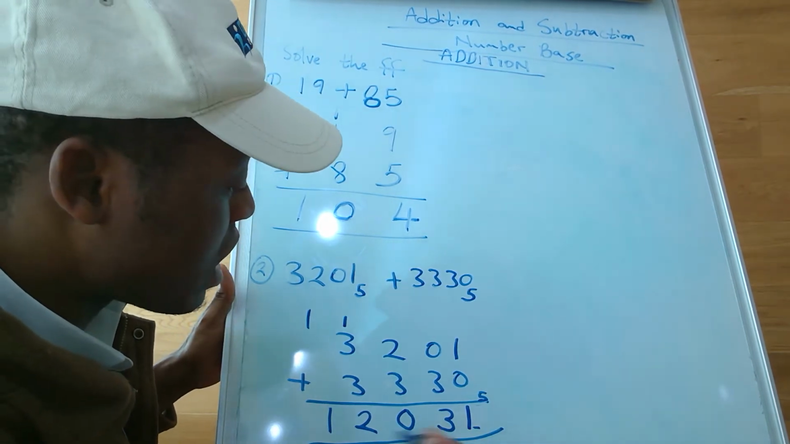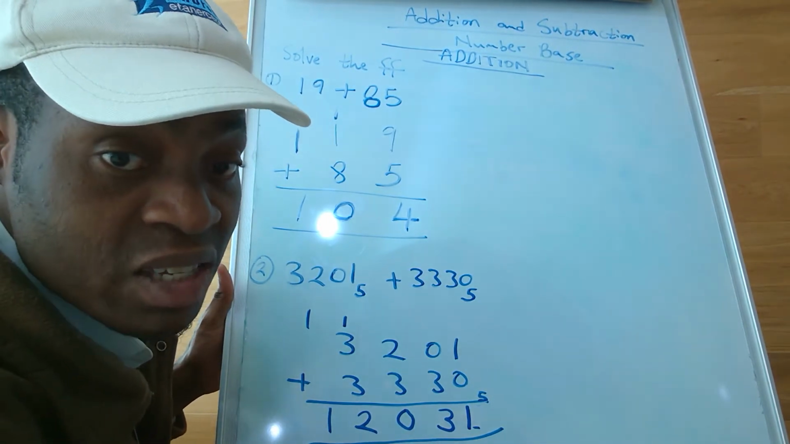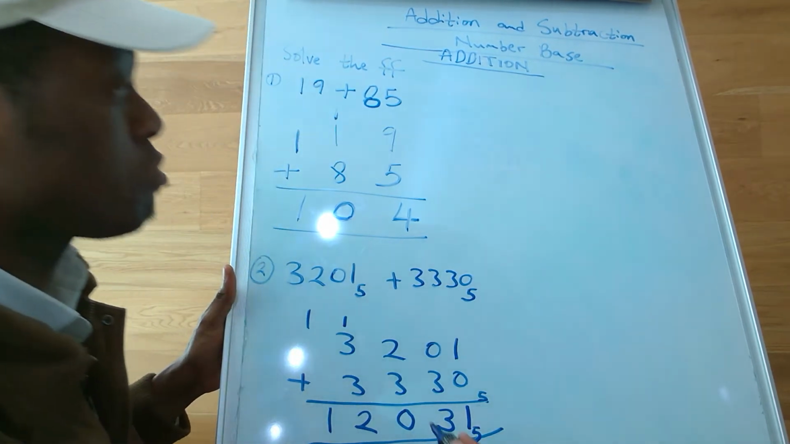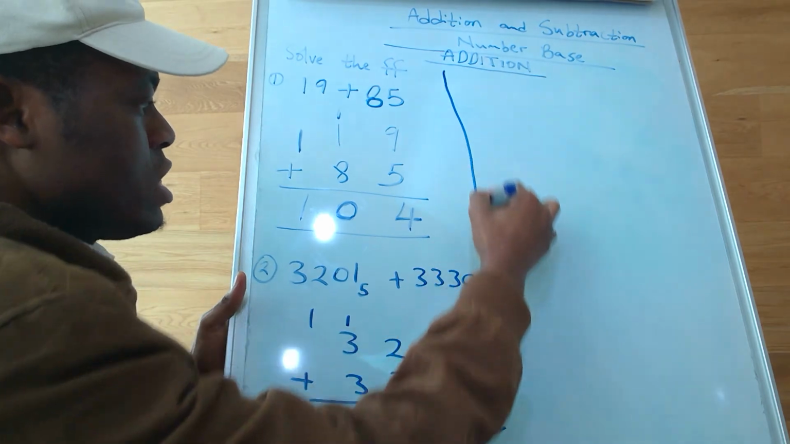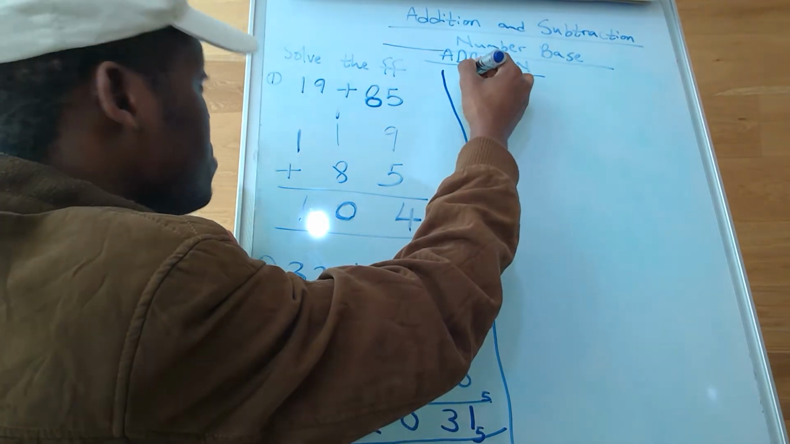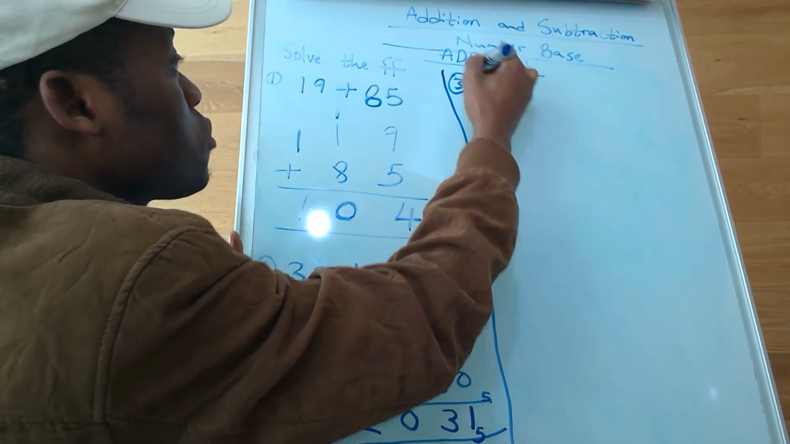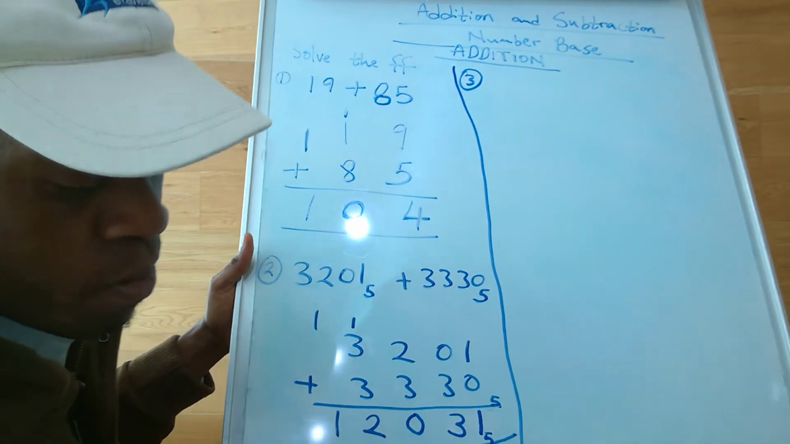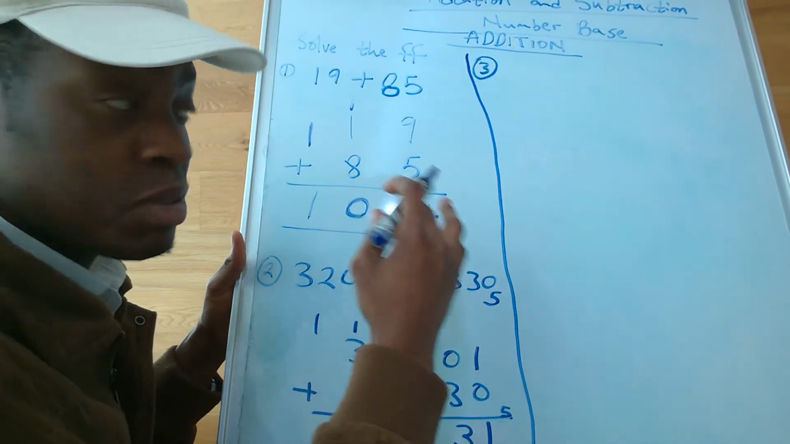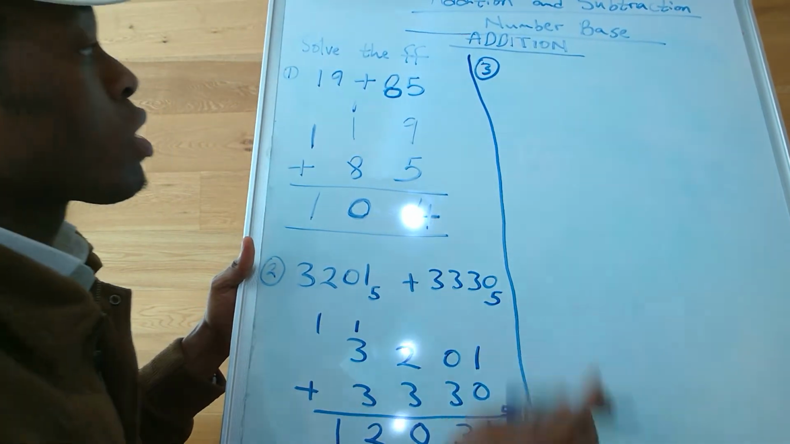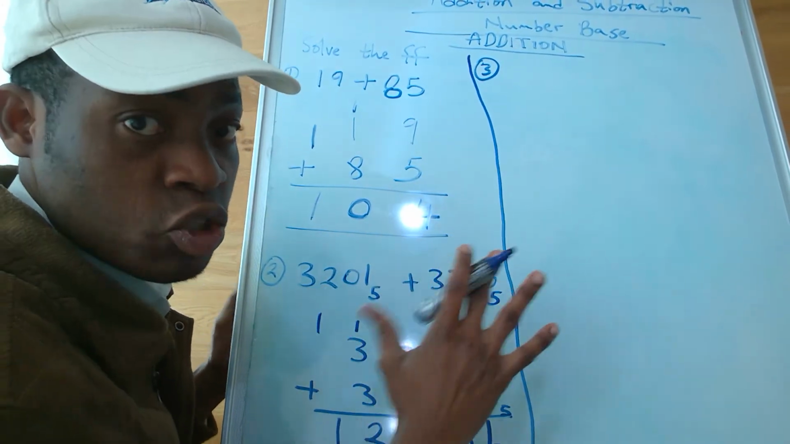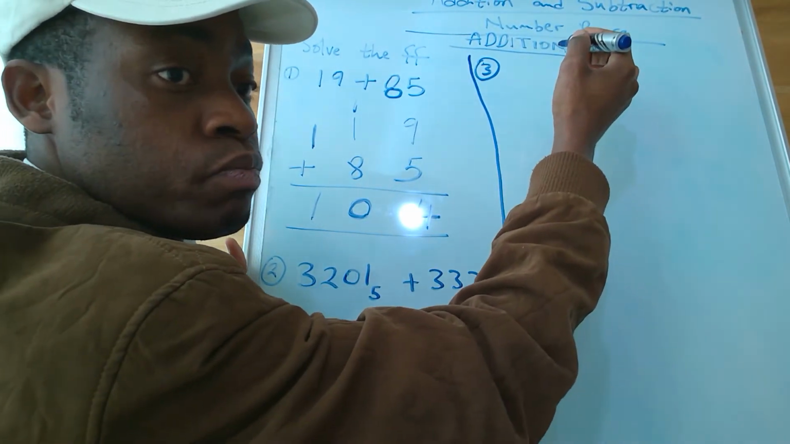You cannot leave your answer like this. If you leave it like this, you are telling us the answer is in base 10. So you miss it. So you have to put what? Base 5. I hope you are getting it. So it's very, very simple if you get the basic knowledge of the fundamental rules guiding number bases, especially addition and subtraction. On this video, we deal with only addition.